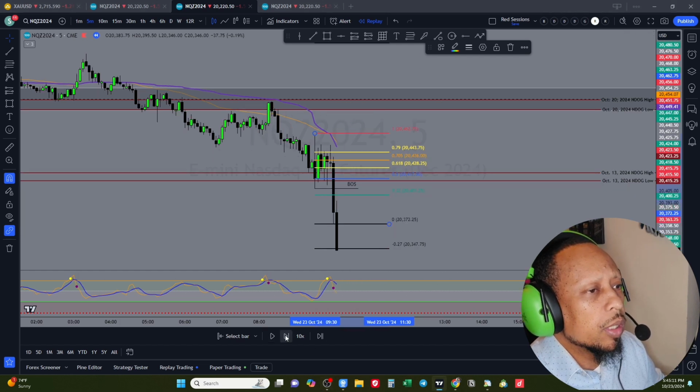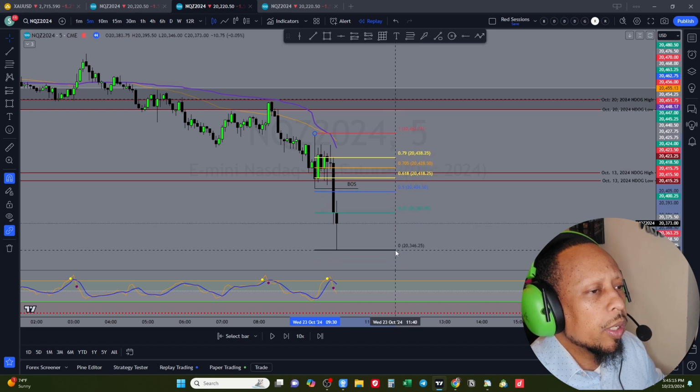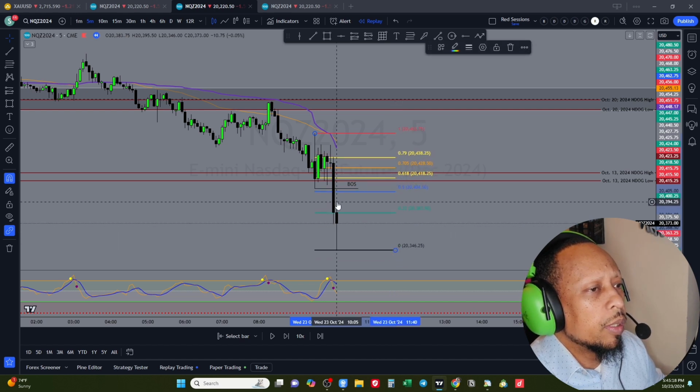So we're going to tick through. You can see we pushed a little lower. So you just drag your fib to the next low. Now we officially do have a fair value gap up in this area right here.